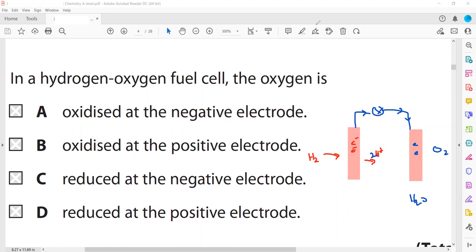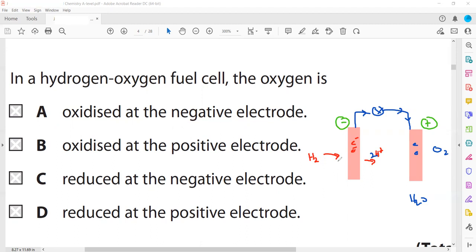So in terms of movement of electrons, which one is the negative terminal? Where the electron originated, that is the negative electrode, and where the electrons move, that is the positive electrode. But in terms of, because the hydrogen molecule is losing electrons, if it is losing electrons, that is oxidation.